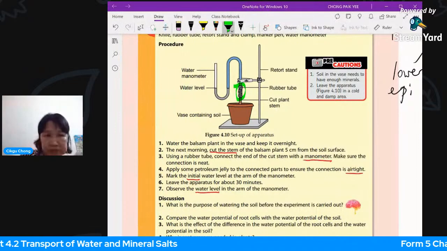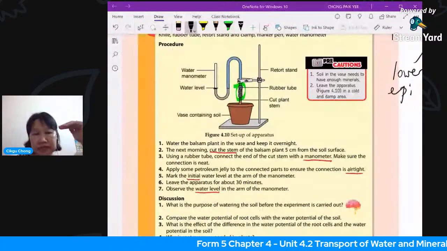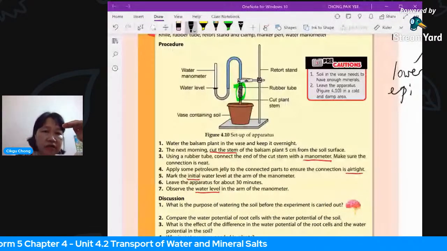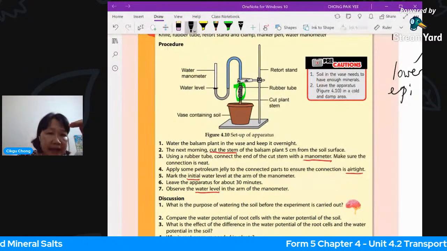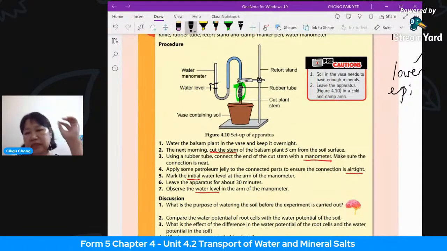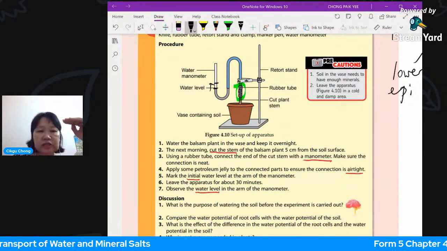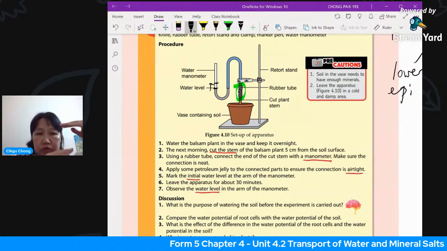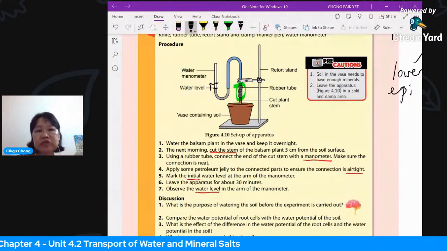Mark the initial level here. This is where the water is. Leave it for 30 minutes. Okay, and you will see that because of the root pressure, of course the plant has to be well watered, the root pressure will push the water up. The water level will rise a little bit, just a little bit. Not a lot. It goes up a little bit. Understand? So the observation here would be the level of water. You will see that the level will rise after about 30 minutes or 1 hour. This demonstrates the root pressure.